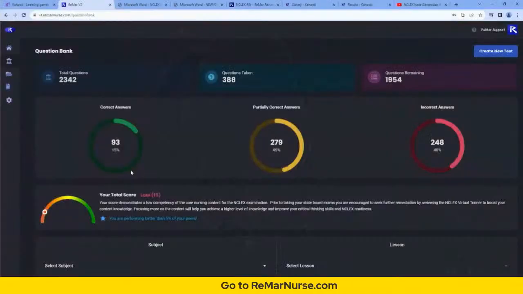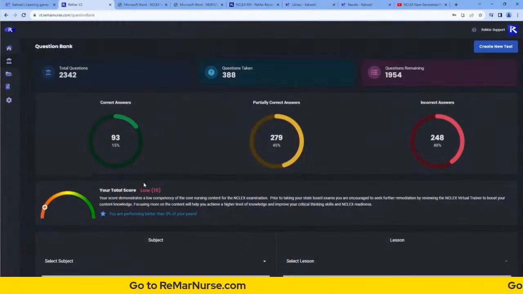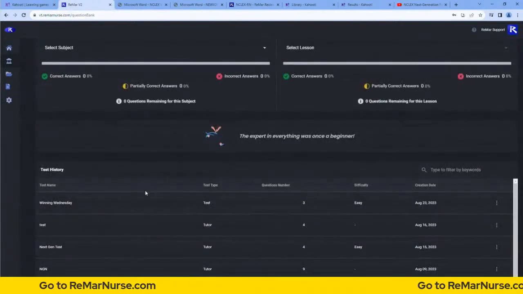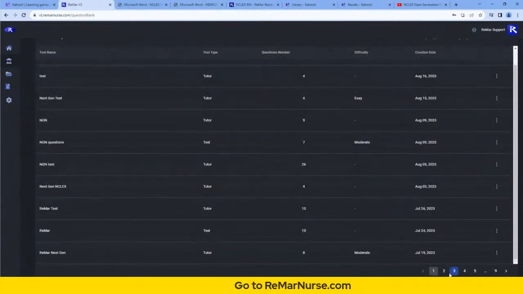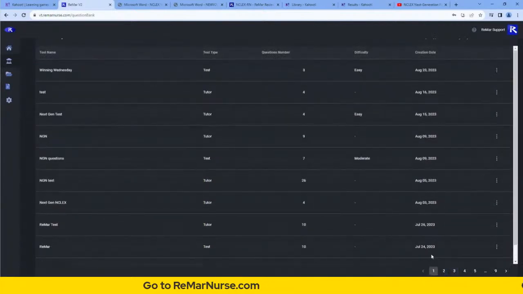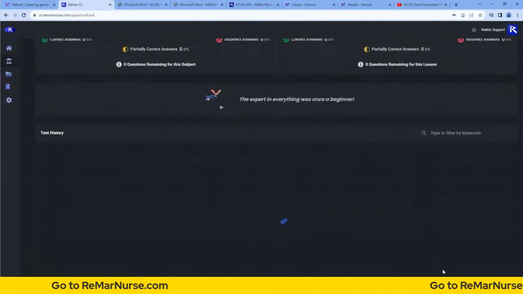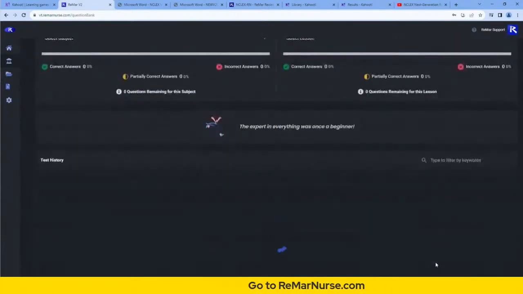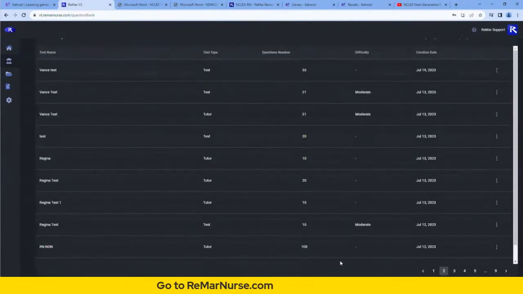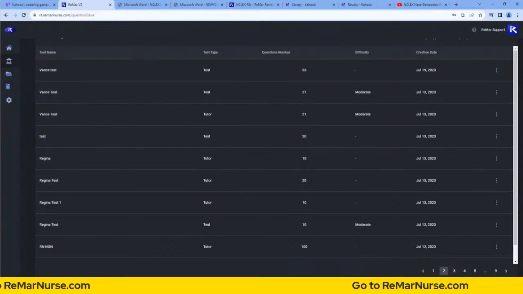All right. So this is where you can find your computer adaptive exam, and it is essentially in your test history. If you took a computer adaptive test, it will tell you under your test type. I'm trying to see where I took one. If you took your computer adaptive exam, it should come up in your test history and you will see it down here.